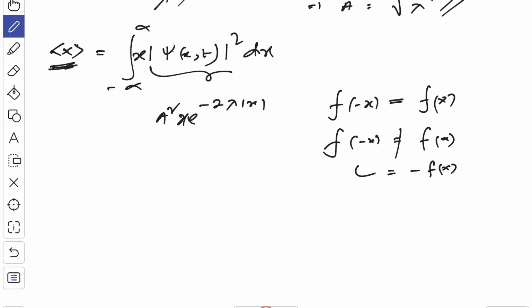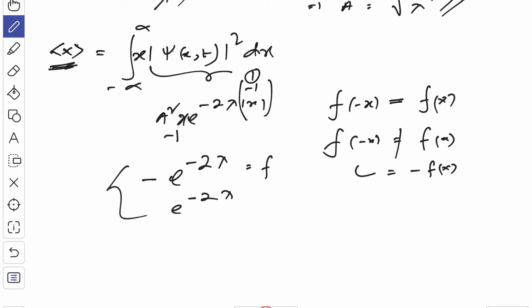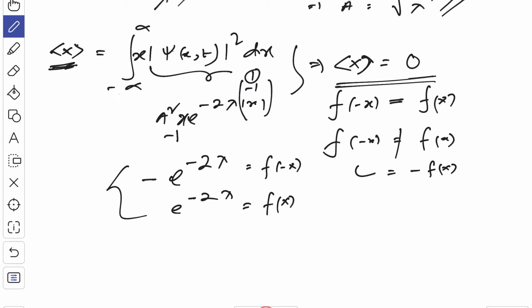If you put minus 1 here, then this term will be 1. If you put x equal to minus 1, this result will be e to the power minus 2 lambda, and if you put plus 1 then you will get e to the power minus 2 lambda, and these two are not equal. This is f of minus x and this is f of plus x. So these two are not equal, so that's why it is an odd function, and hence this result must be equal to 0. So that's what we have got.